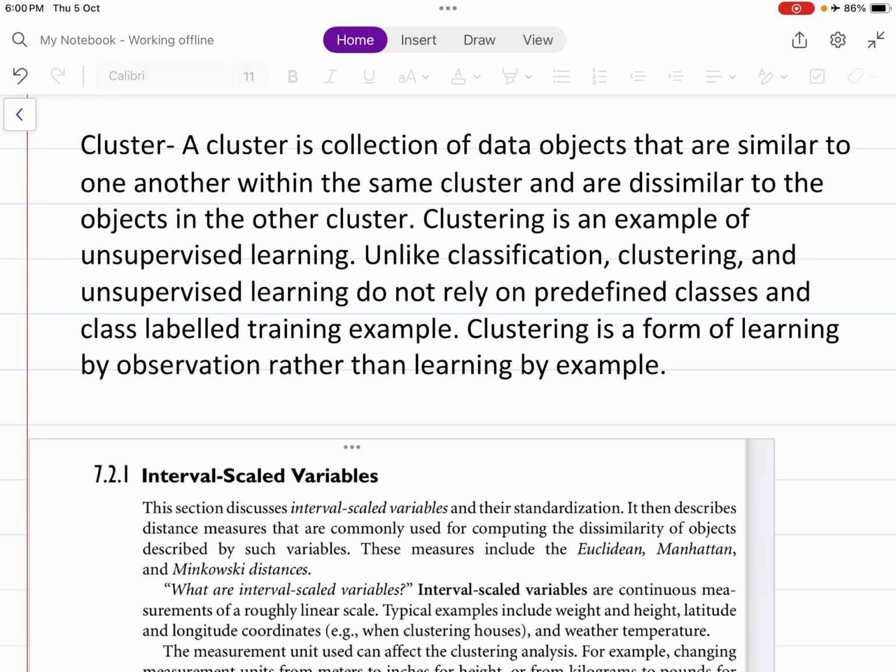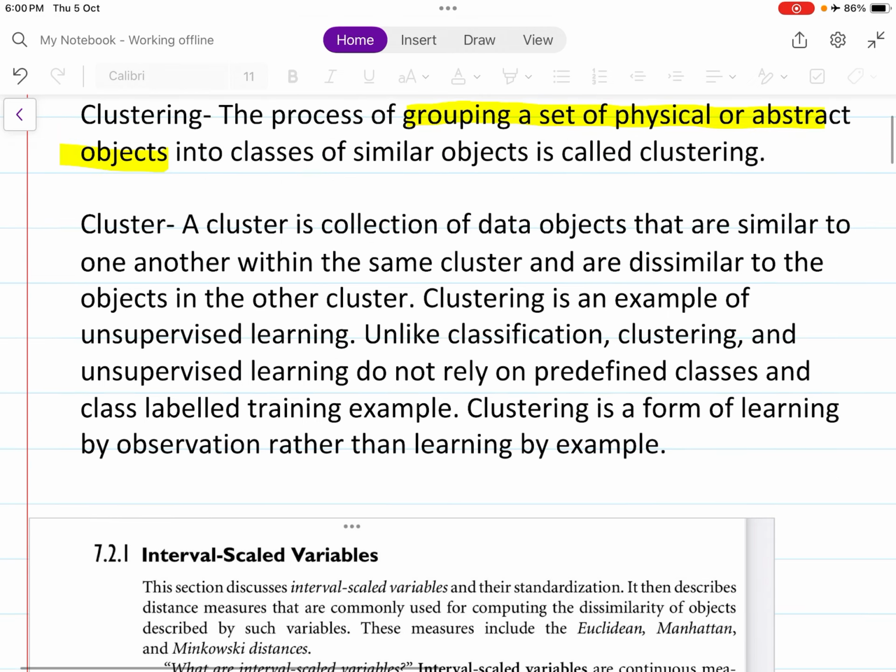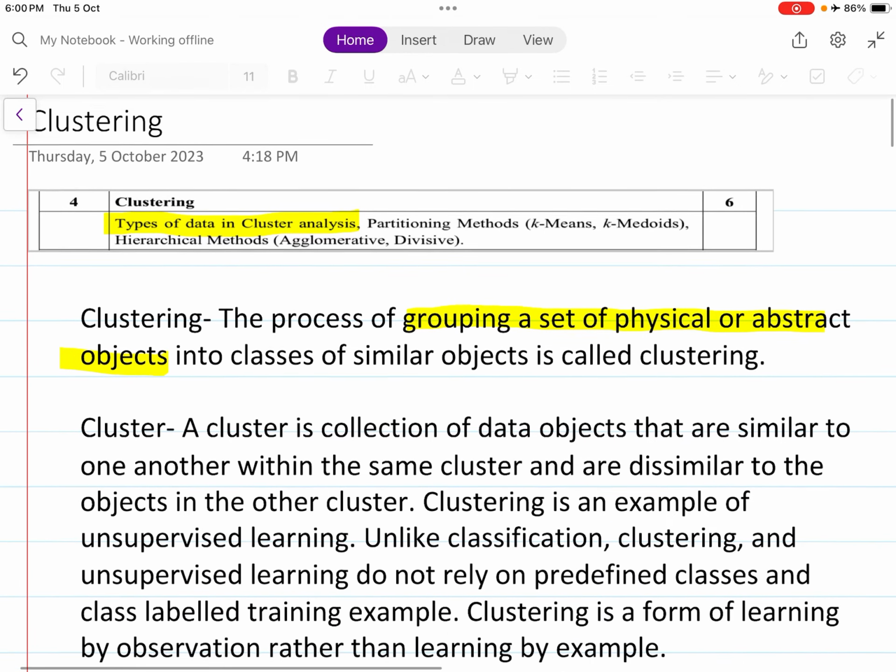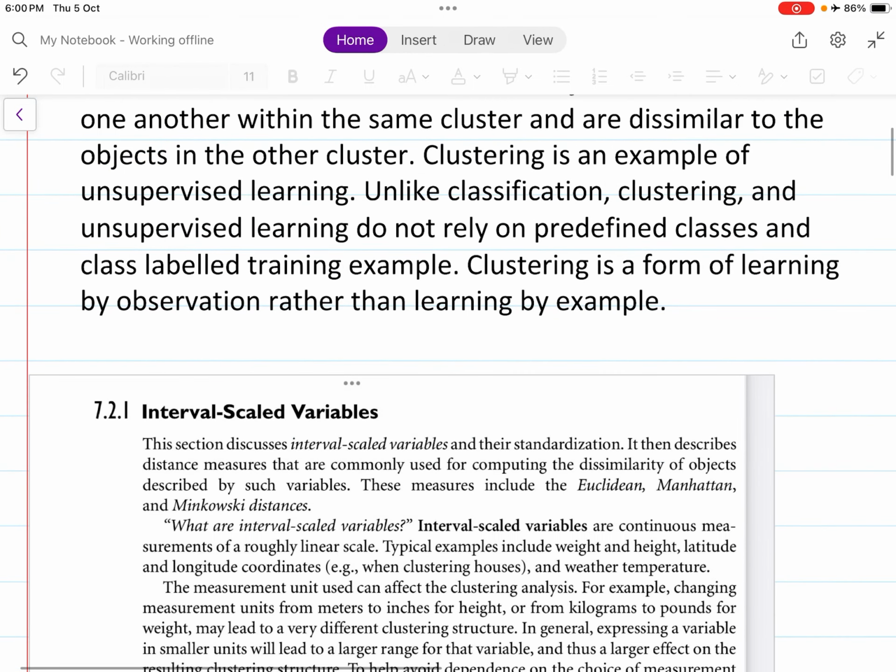In classification we saw that classification relied on predefined classes and class labeled training. But clustering and unsupervised learning do not rely on predefined classes and class labeled training. Clustering is a form of learning by observation rather than learning by example. So we'll see types of data in cluster analysis.